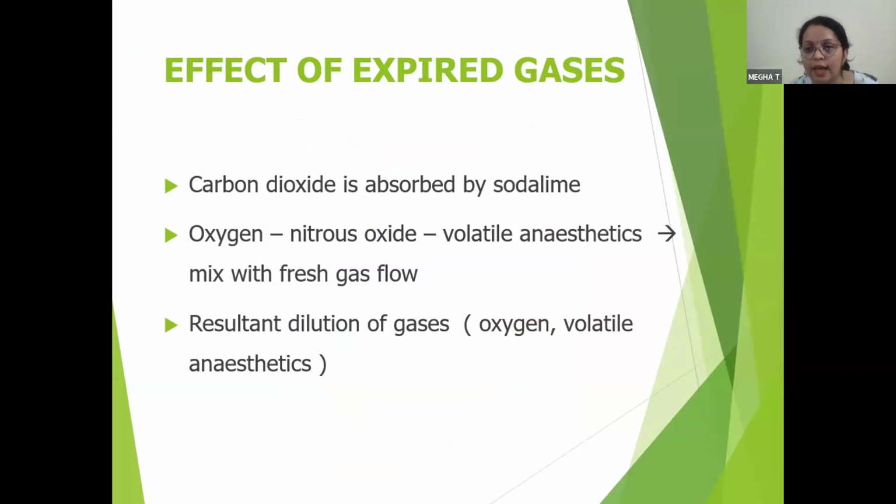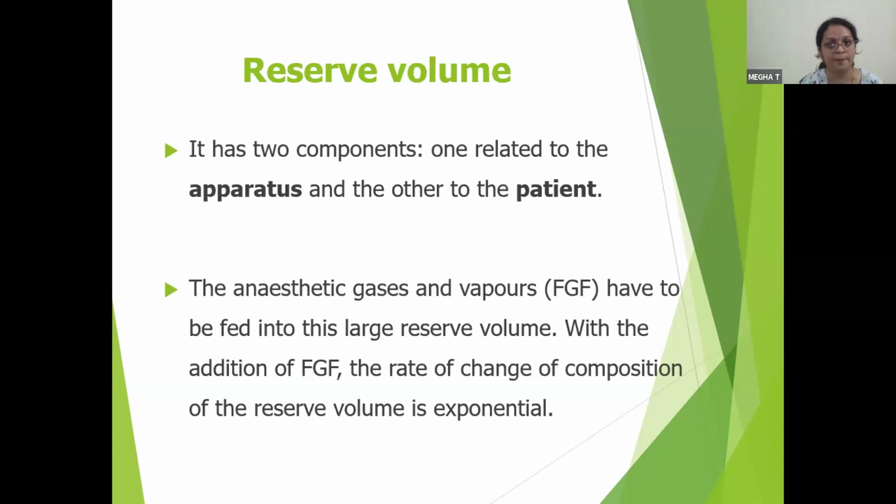So hence, if I set a FiO2 of 60%, the exhaled gas will have less FiO2 and then it will go and mix with the fresh gas flow, which has 60%. So lesser FiO2 exhaled gases, 60% FiO2 fresh gas flow. This will mix up, hence the resultant FiO2 will be less. So what we have set on the dial or on the flow meter might not actually be delivered to the patient. So this we have to keep in mind.